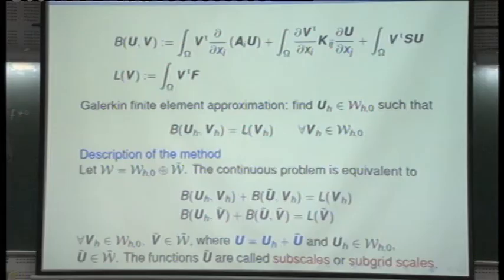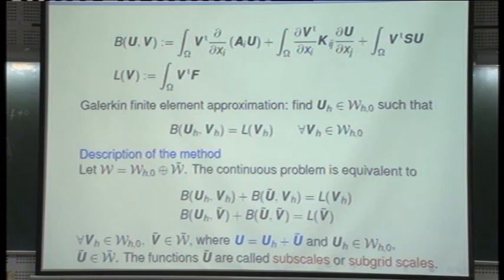Of course, Wh is the finite element space, and we will call W tilde the space of subgrid scales, or simply subscales. Why? Because in the applications, we will understand the components that live here as those that cannot be captured by the finite element approximation. So we have what can be captured by the finite element approximation, plus the remainder, what is left.